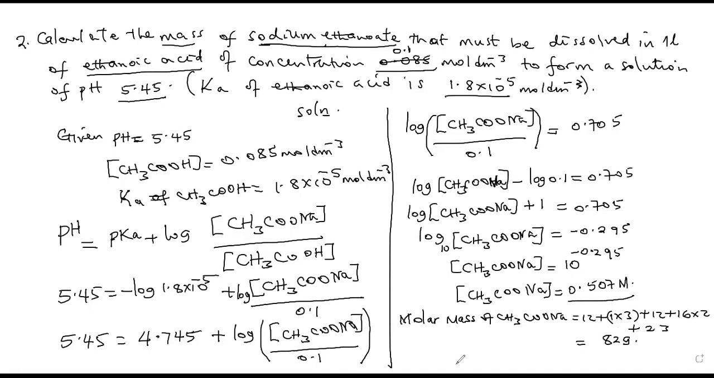Now, after getting the moles, we can get the mass of sodium ethanoate in 1 liter, which will be the molar mass times the molarity, 82 times 0.507, and this is going to give you 41.57 grams.